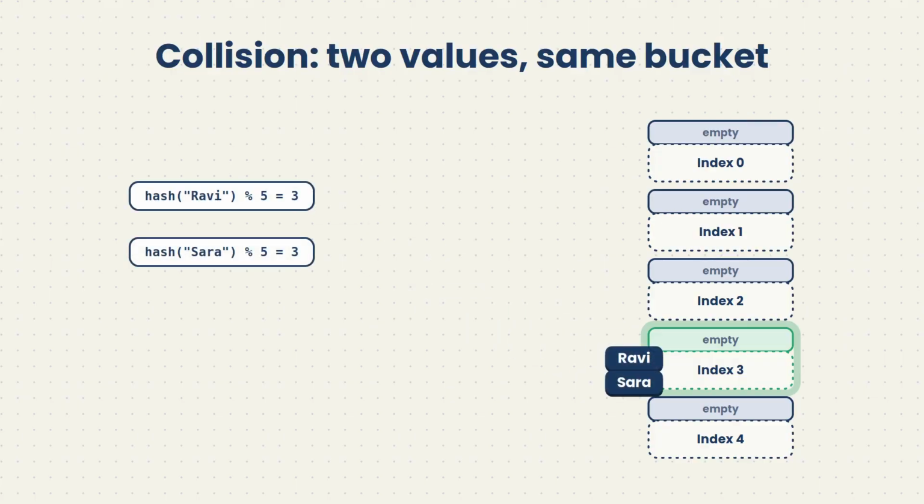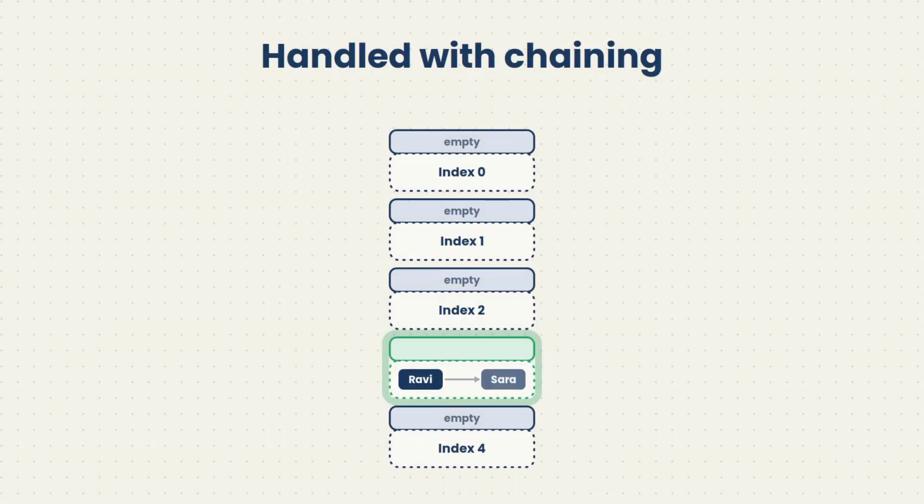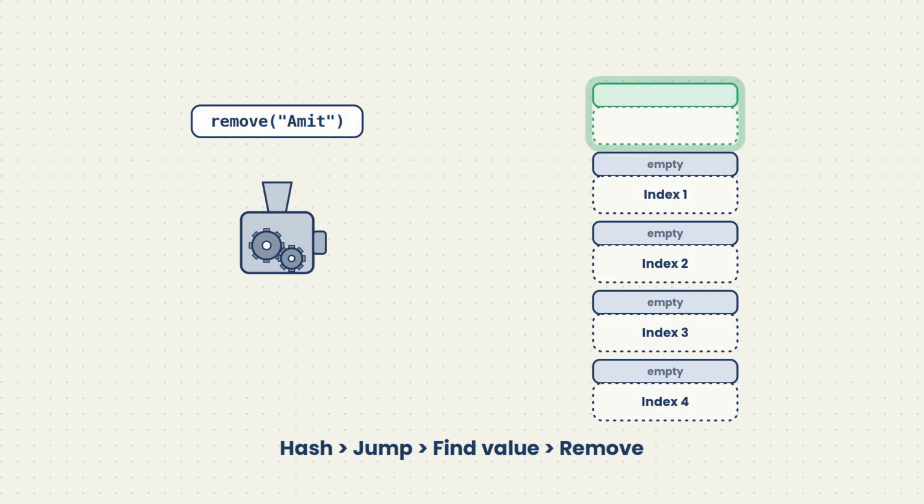Sometimes, two completely different values can generate the same bucket index. This is called a collision. For example, Ravi and Sara may both point to bucket 3, even though they are different names. When a collision happens, the hash set stores both values in the same bucket using chaining or a similar technique. When searching, it goes to that bucket and checks the values inside it, one by one, until it finds the right one. To remove a value, the hash set calculates its hash, goes to the correct bucket, finds the value, and removes it. This operation is also usually very fast.